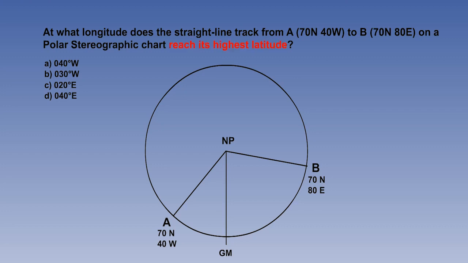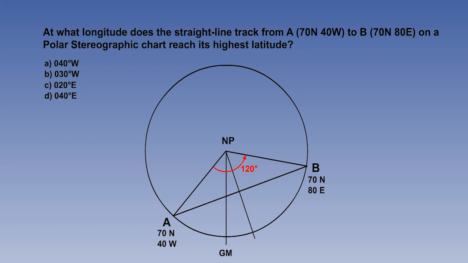Now going back to the question, where will the straight line track from A to B reach its highest latitude? The highest latitude occurs when the co-latitude distance is shortest. This must occur when the track is directly abeam the pole. You can see that the distance here at the right angle is shorter than here or here. The two latitudes are the same, so we are dealing with an isosceles triangle again. Therefore, the line which is perpendicular to the base must be the bisector of the apex angle.